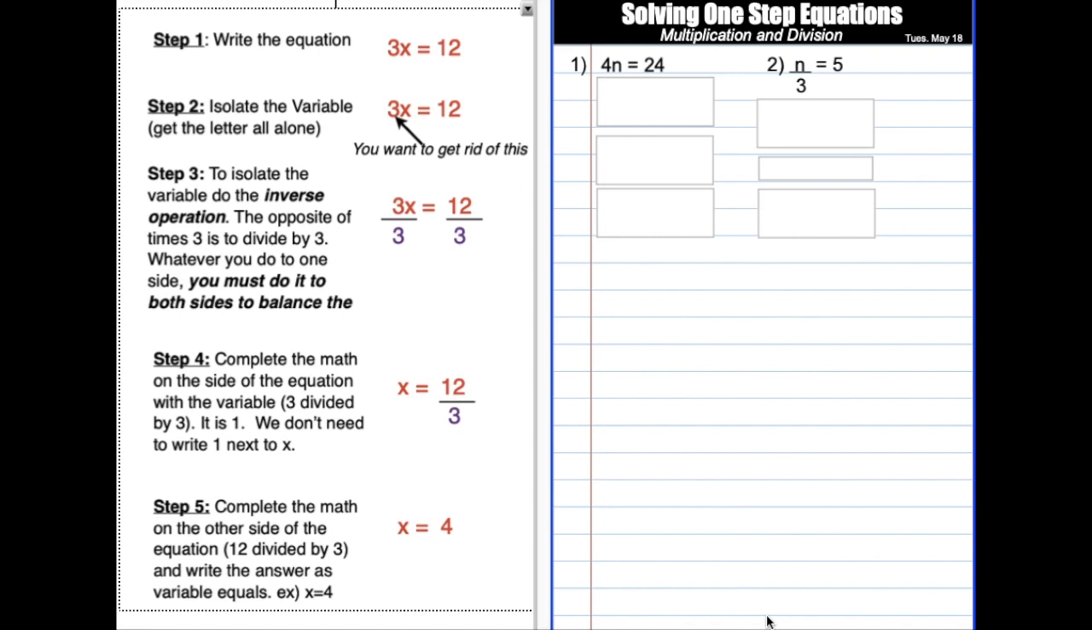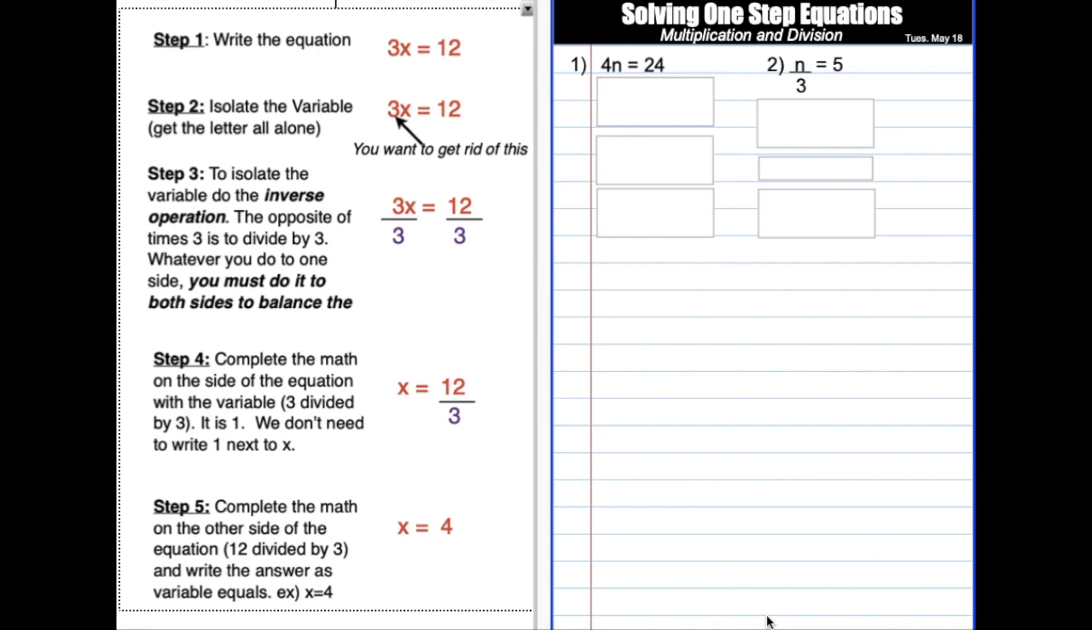So step 1 is to write the equation. Lucky for you, that's already done on your sheet. The next step is to isolate the variable. We want to get the letter all alone. To do this, we have to do those 2 steps we learned about last week. We need to do the inverse operation, and we need to balance the equation by doing the inverse operation on both sides of the equation.